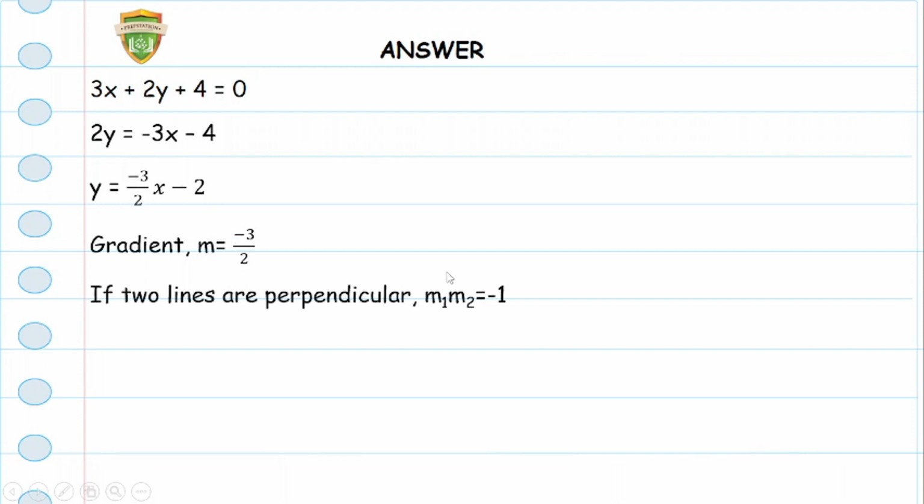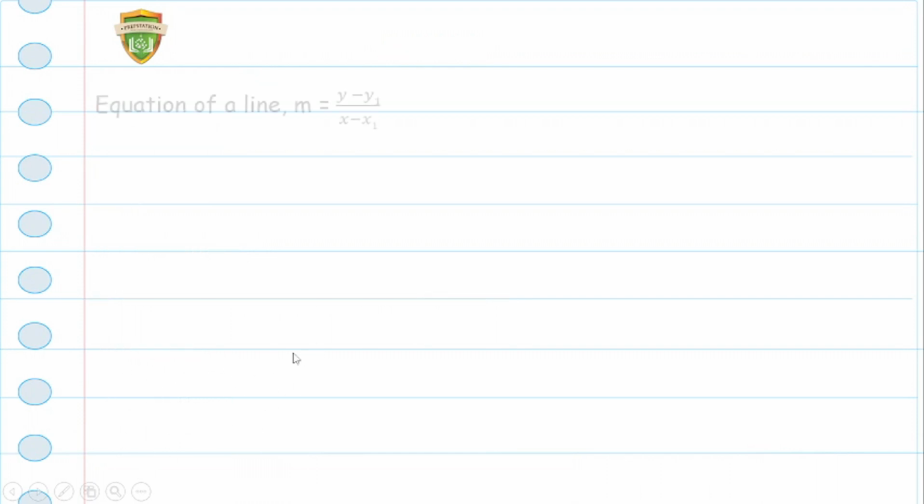Now, if two lines are perpendicular, then the product of their gradients is negative 1. Let's call this first gradient m1. To find m2, it is simply going to be minus 1 over m1. So minus 1 over negative 3 over 2 will be 2 over 3. The negatives cancel each other, and this is the reciprocal of 3 over 2, which becomes 2 over 3. So this is the gradient of the line whose equation I'm looking for.